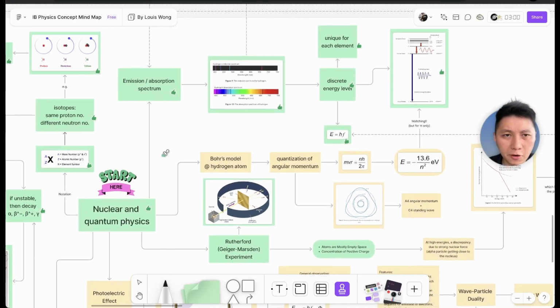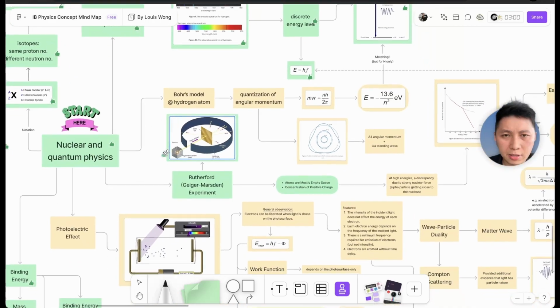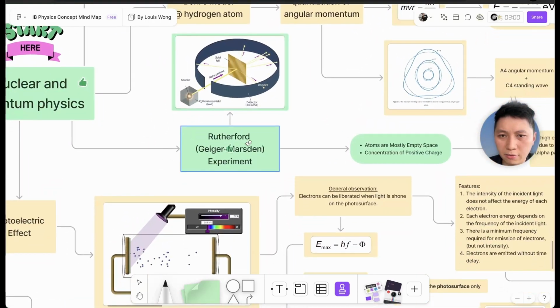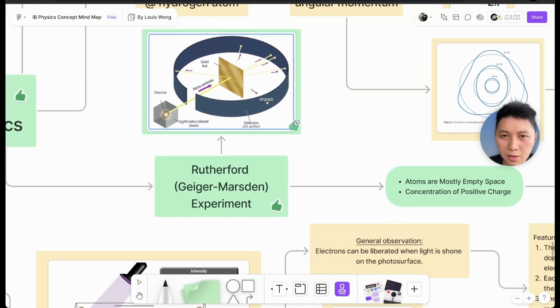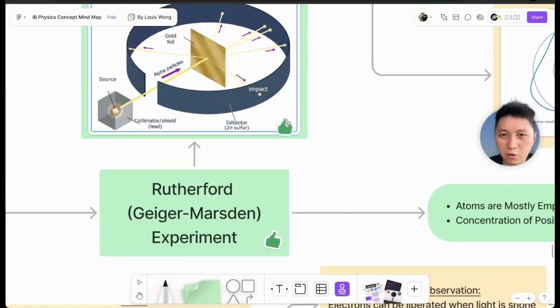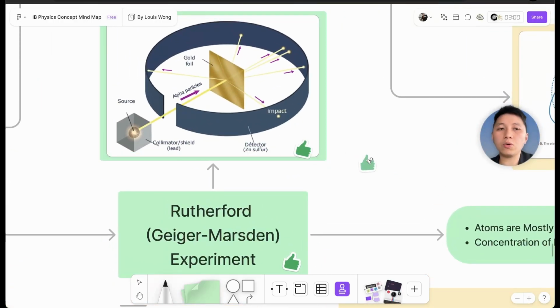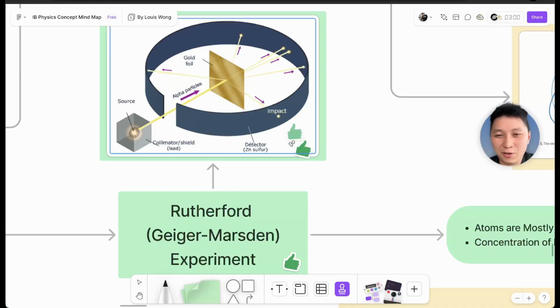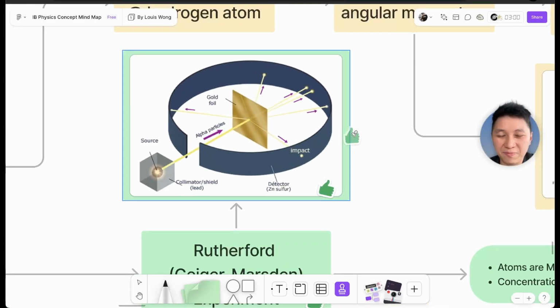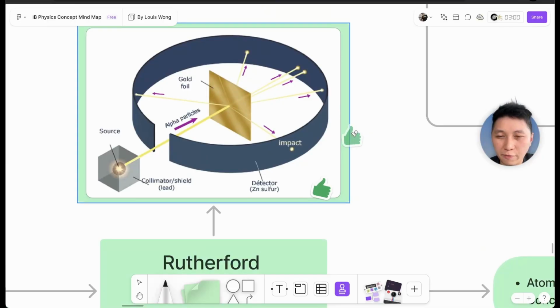The very last thing for SL students is that you need to know about the Rutherford experiment, which is the very famous gold foil experiment. We also could call it the Geiger-Marsden experiment because these two gentlemen were basically the students of Rutherford. The students actually did the experiment. Rutherford was their professor. So either way, the name is quite popular, or the gold foil experiment.